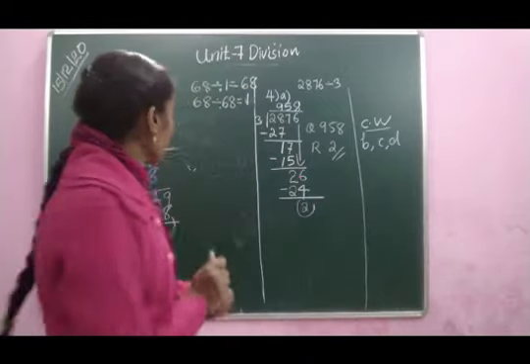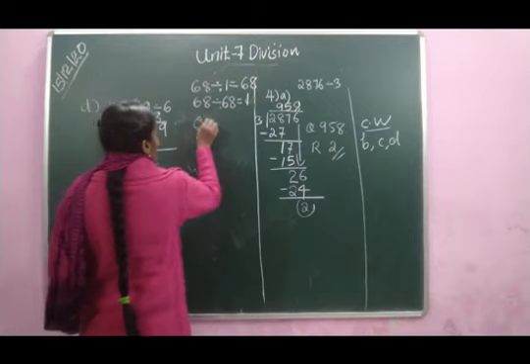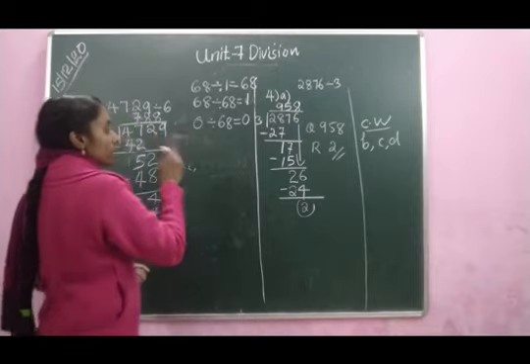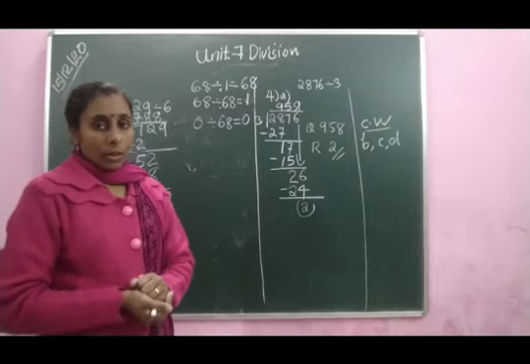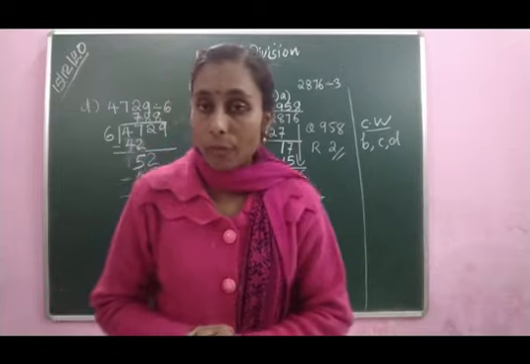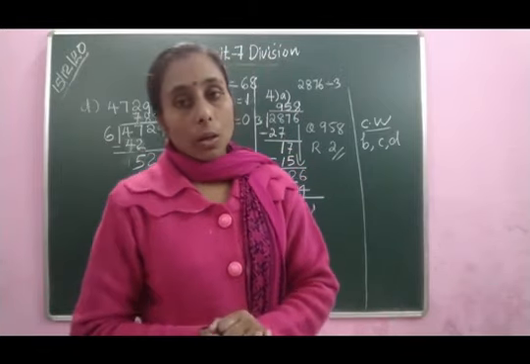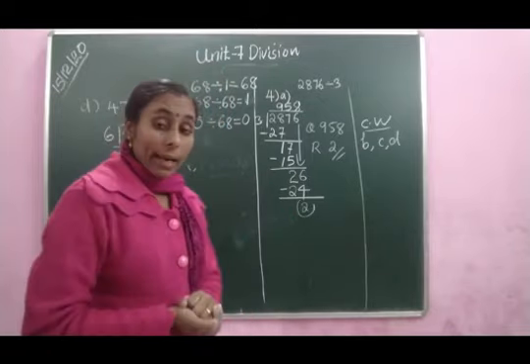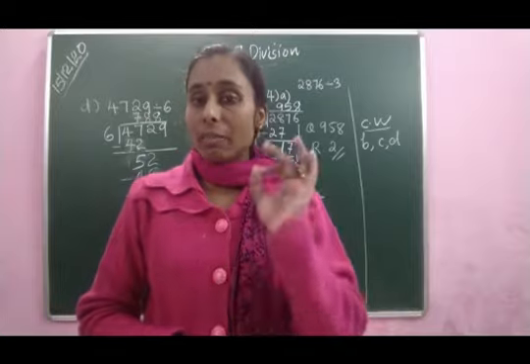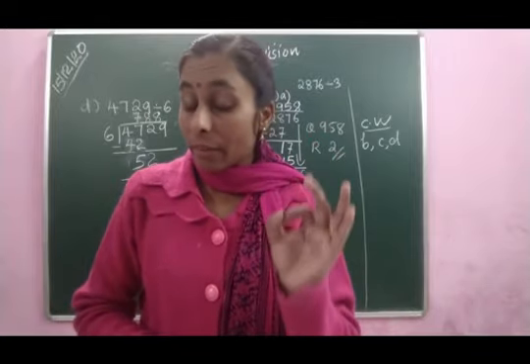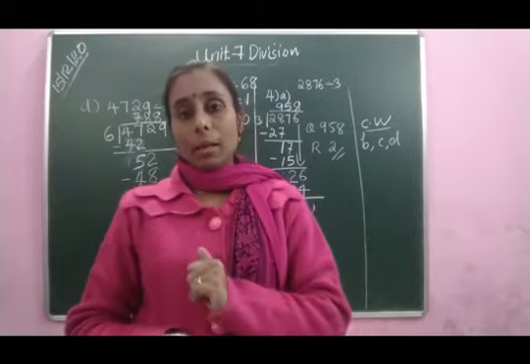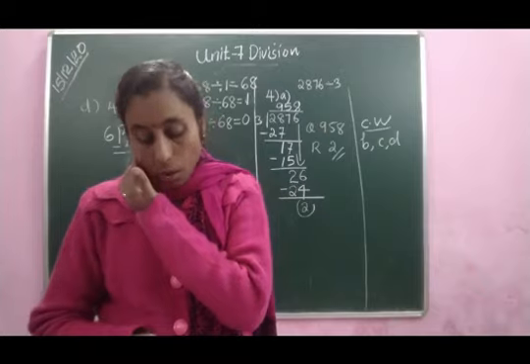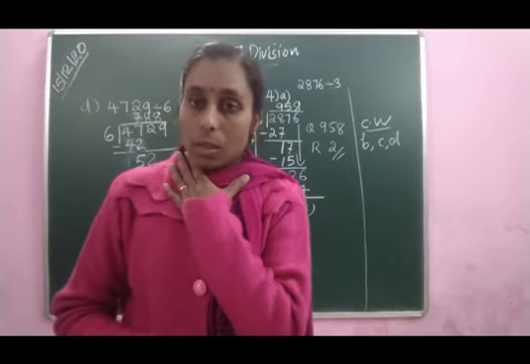Okay, when the dividend is 0: 0 divided by 5, 0. 0 divided by 68, 0. 0 divided by 100, 0. 0 divided by 9, 0. Whenever we divide 0 by a number, we get 0. Or if the dividend is 0, the quotient also will be 0.